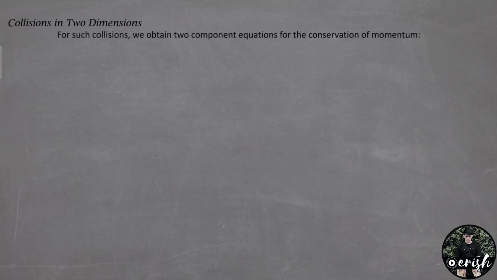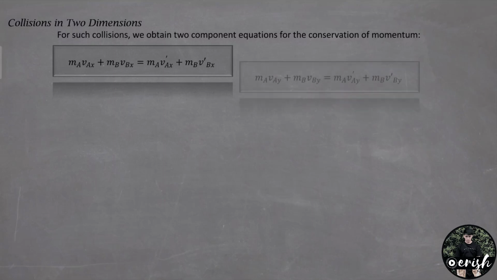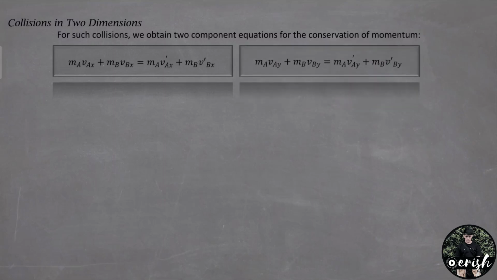For such collisions, we obtain two component equations for the conservation of momentum. For the momentum conservation that occurs in the x direction, when we use a coordinate system, this equation, and for the y component, this equation here, with the subscript y. So we must use three subscripts in this general equation to represent, respectively, number 1, the object in question or the object that we observe, and number 2, the initial and final values of the components of the velocity. In other references, collisions in two dimensions are simply called glancing collisions.